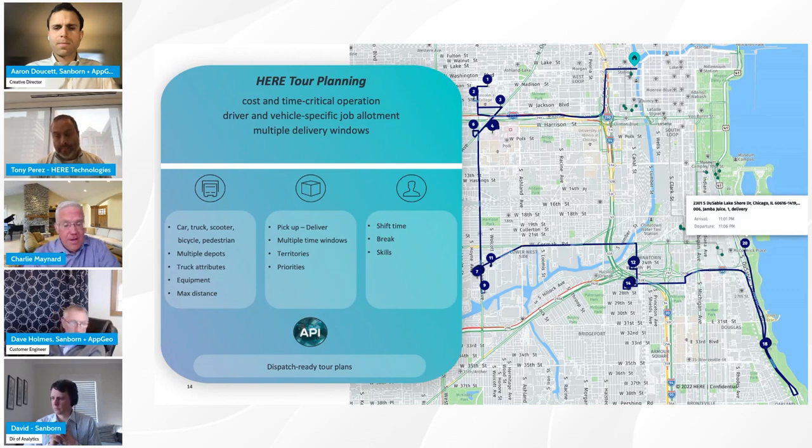The last point I wanted to make about our solution is the deep mapping content and location data that create the foundation for these capabilities. Tour Planner leverages the HERE map content, which includes hundreds of different factors involved in creating optimal routes. These include information on the physical road network, vehicle attributes such as what types of vehicles are allowed on which types of roads, speed limit information, and real-time and historical traffic flow information, just to name a few.